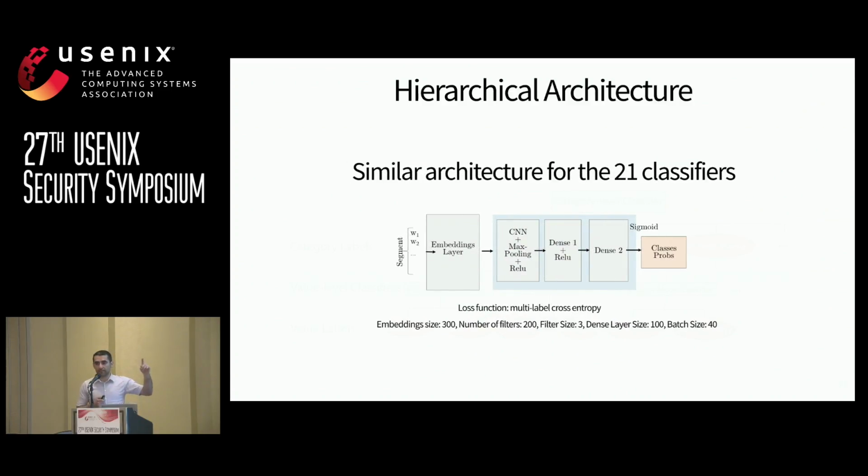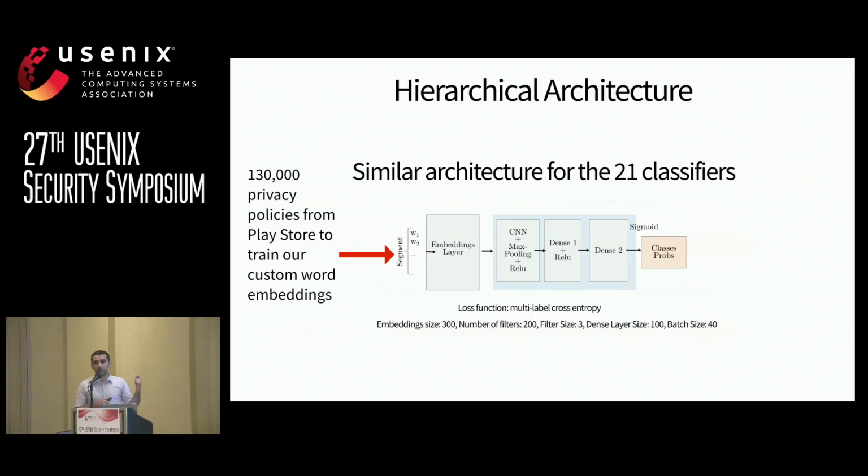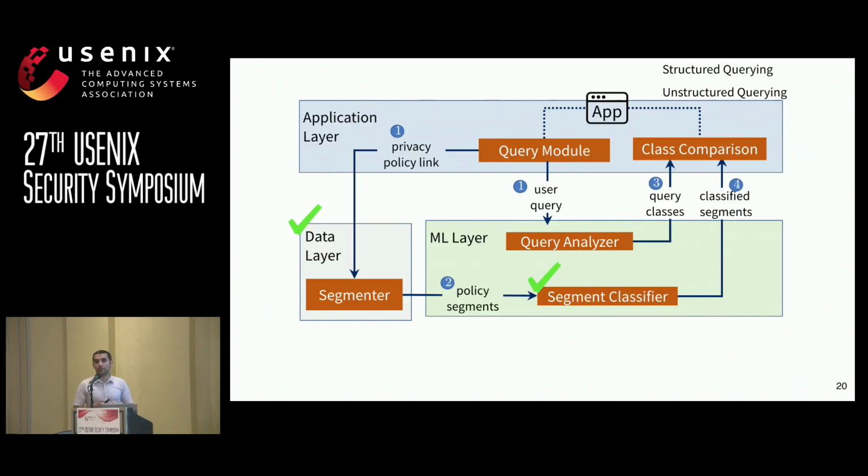The architecture for each of these classifiers, we had 21 classifiers, looks like this. I won't go into the details, but it is a one-layer convolutional neural network. It's a multi-label classifier because a segment might have multiple types of information, for example. At the input, we have an embedding layer. Embedding layer represents words as vectors. I also won't describe the details of this, but the important thing to note is that we obtained a large improvement in classification accuracy by pre-training these word vectors on a large corpus of 130,000 privacy policies that we crawled from the Play Store. That was the best source for obtaining a large number of policies. So that's how we classify policies.